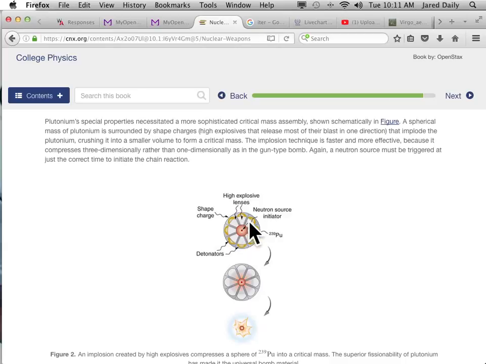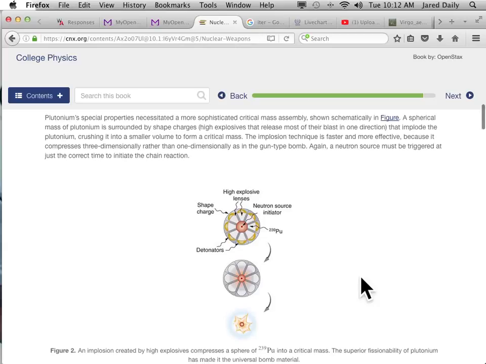And then in the end, what you want is all these explosives to hit the center at the same time. And then they compress the plutonium piece in the middle. So this plutonium is a subcritical mass of plutonium, but when you compress it, it makes it a high density supercritical mass. And then it creates the explosion.